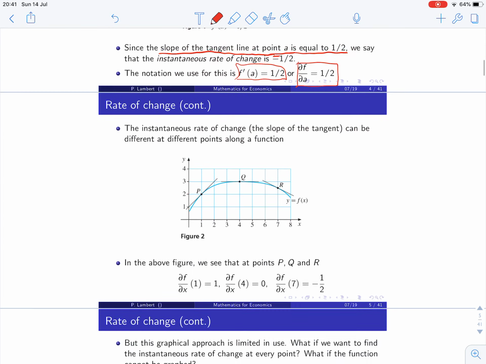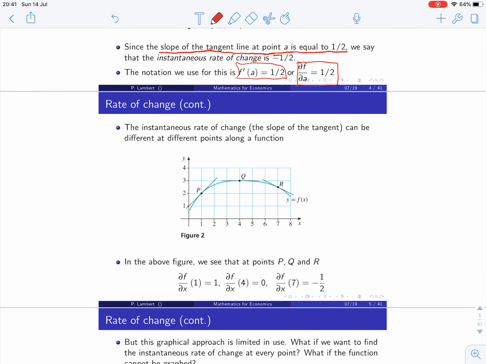Let's move on. Here we have another function represented graphically. We see at the input value 1, the output value is 2, but the rate of change is given by the slope of this line here.